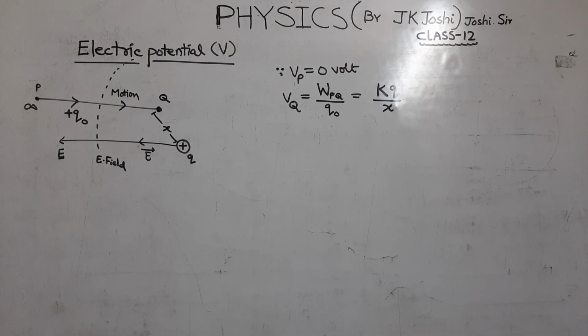Students, potential, or electric potential, is represented by the symbol V. It is equal to the work done against the electric field from infinity to a point inside the electric field.